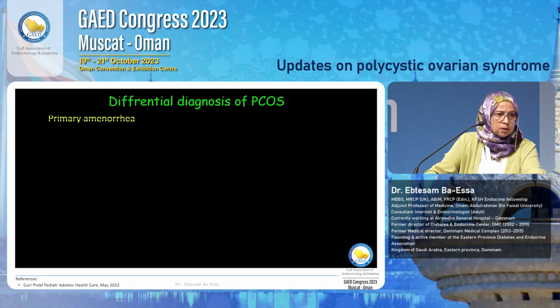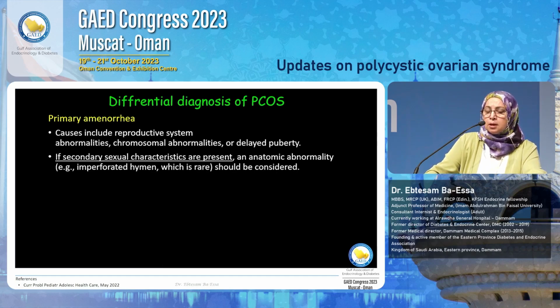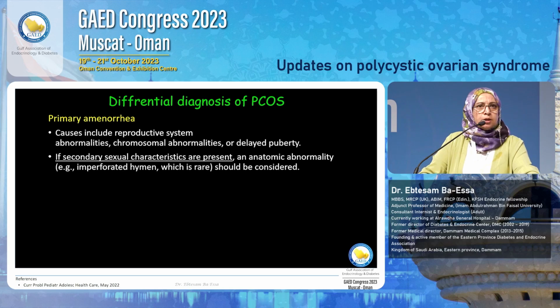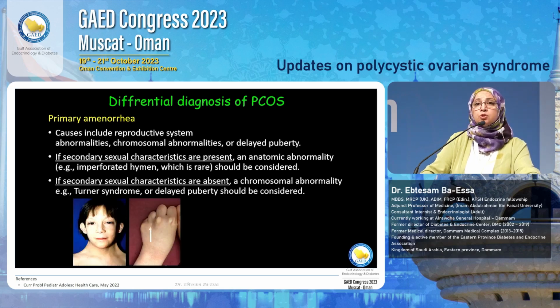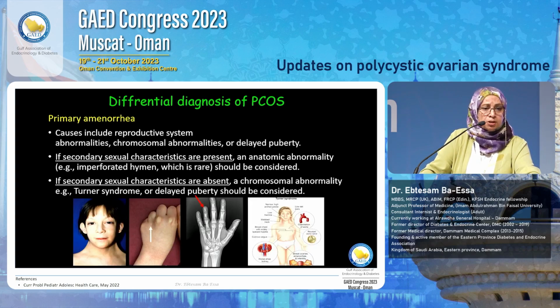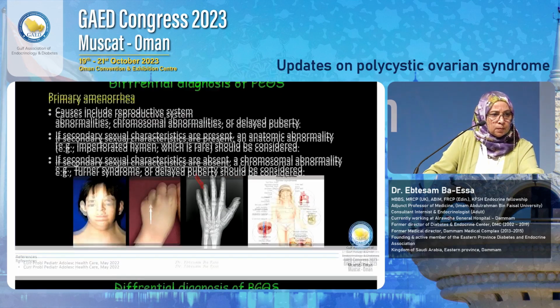Primary amenorrhea at menarche, they may present with amenorrhea, but the question here is whether they have secondary sexual characteristics or not. If they have secondary sexual characteristics, then you should rule out anatomic abnormalities like imperforate hymen. If they don't have secondary sexual characteristics, then you have to think of genetic disorders and chromosomal abnormalities like Turner syndrome, with its classic presentation of webbed neck, short fourth metatarsal, and so on.